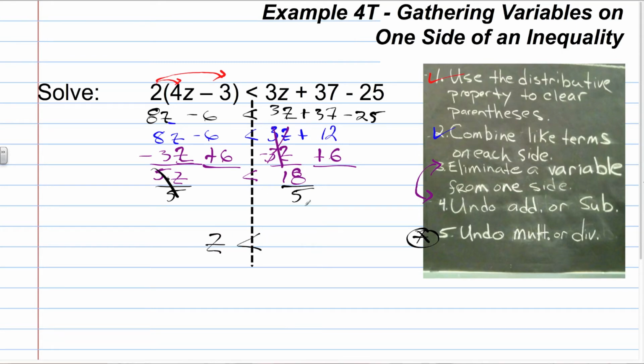Is less than, and I can write this as a mixed number. 5 goes into 18 3 times, with 3 left over, so that'd be 3 and 3/5, or the decimal number 3.6. Or you could leave it like that, 18 over 5. It doesn't really matter. What matters is that we solve this inequality to be z is less than 3 and 3/5, or 3.6.